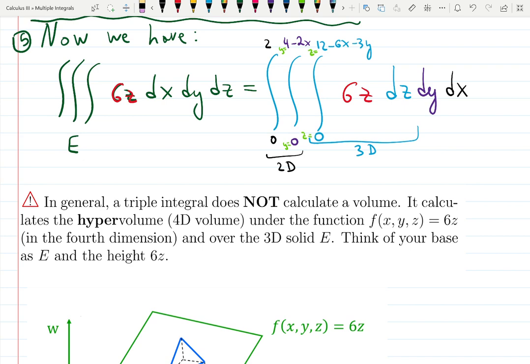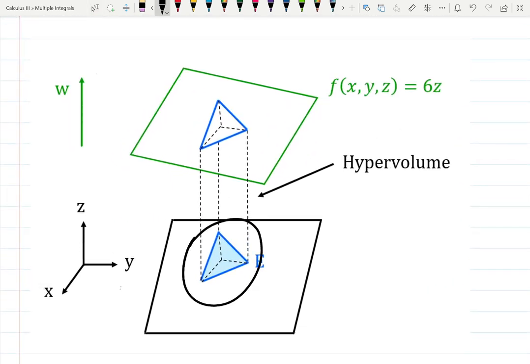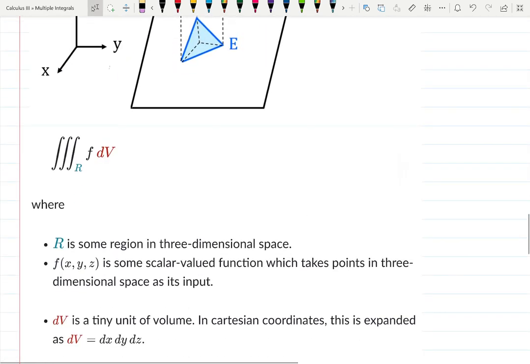So, over the 3D solid, we call it E. Think that E is your base, and it has height 6z. Looks like that. This shadow is a 3-dimensional object. And then what is the volume below a 4-dimensional object that has a 3-dimensional shadow? That is hypervolume, and that's the idea of triple integrals. Also, you don't have to write this down.